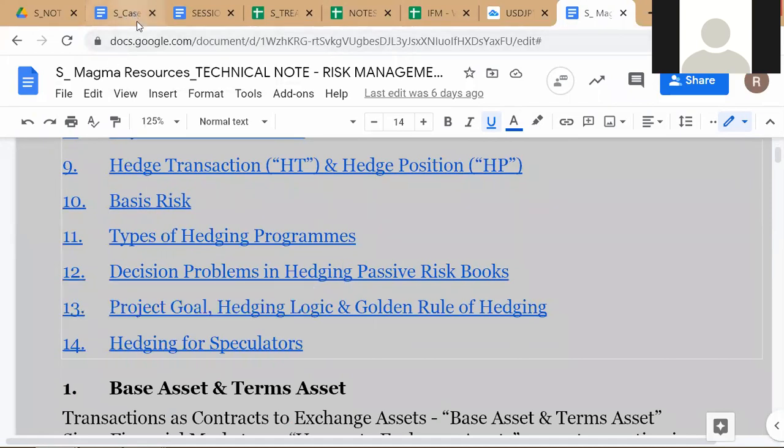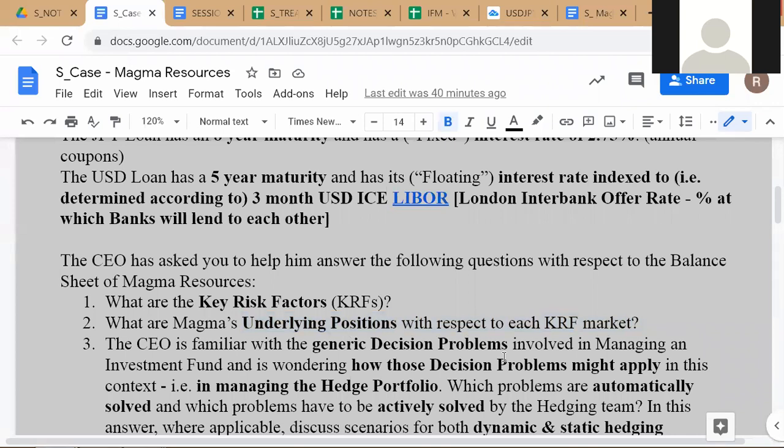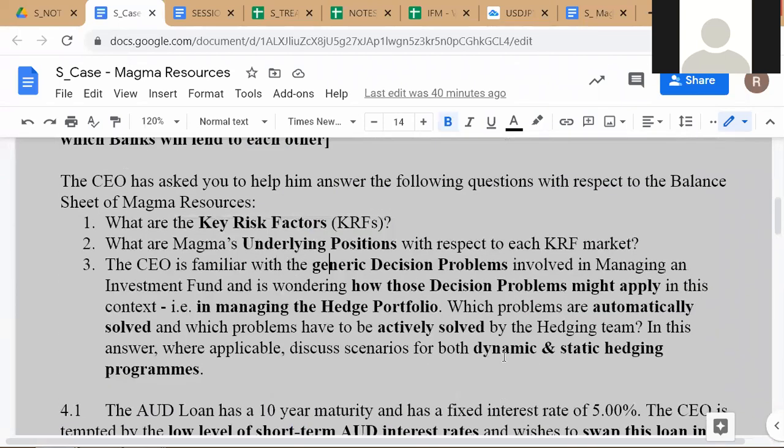We are going to now look at the third question which we have, which is the generic decision problems.